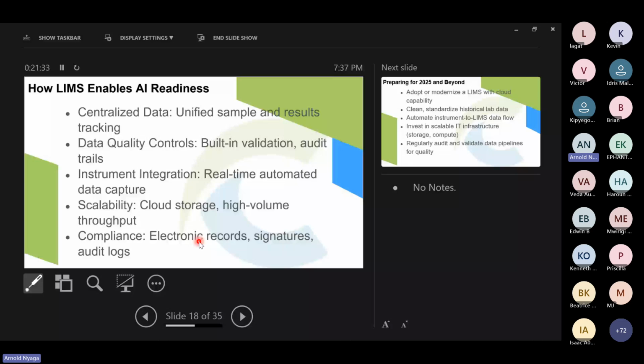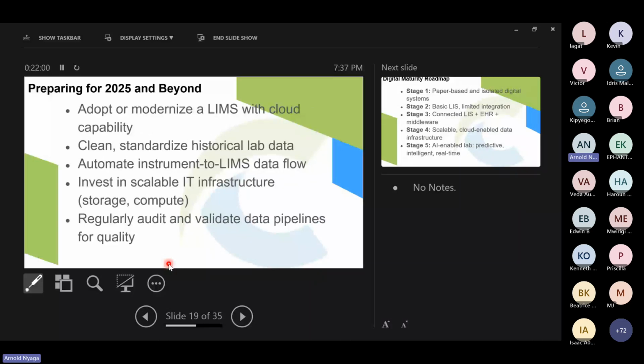Then we can now have cloud storage, which will ensure that you are able to scale whatever data you are having. And then issues to do with compliance: all electronic records and signatures, and also getting the audit logs if you want to verify something later. So how do we prepare for this and beyond?